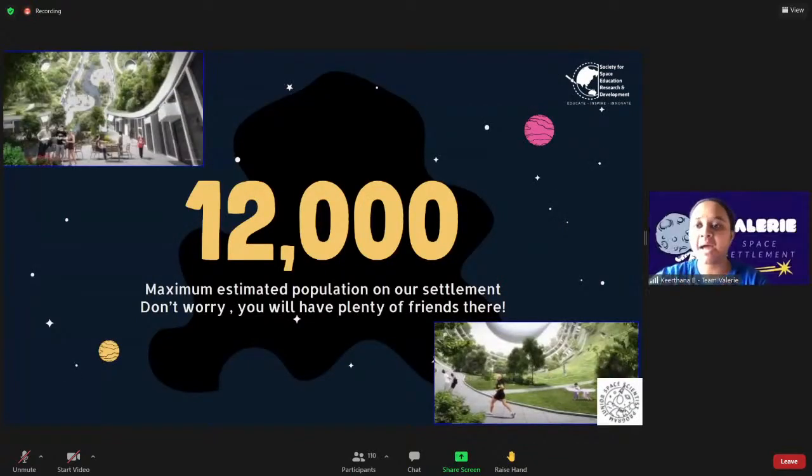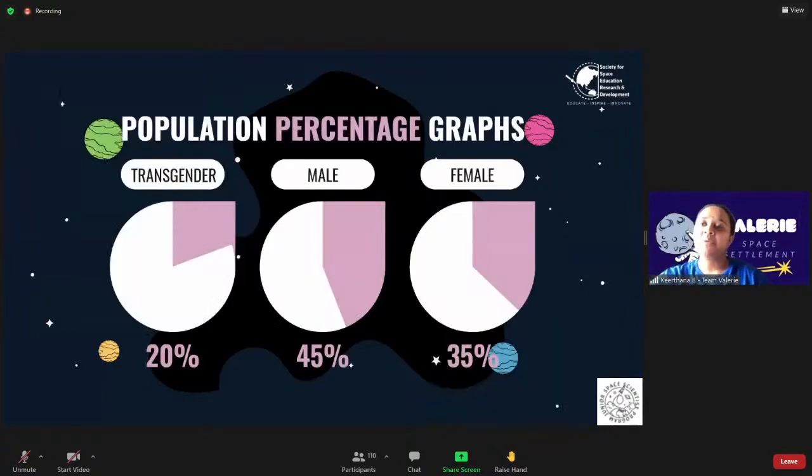12,000. This is the maximum estimated population in our settlement. Seems to be a pretty small number, but don't worry, you will have plenty of friends over there. This is the population percentage graph created by taking life expectancy, fertility, and some other factors into consideration. 20% of the population will consist of transgender people, 45% of the population will be males, and 35% of the population will be females.